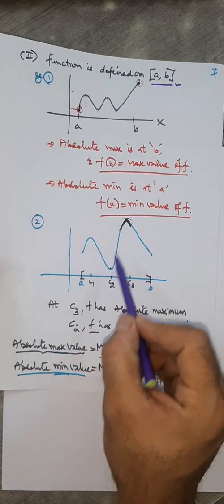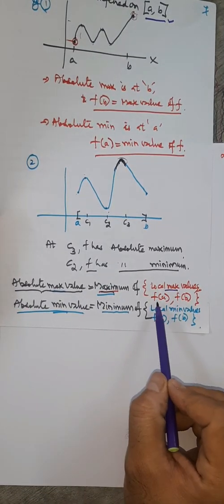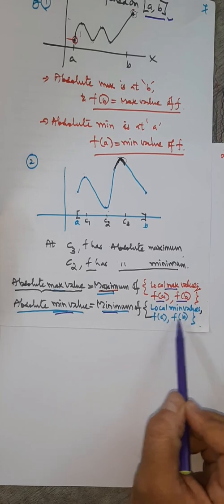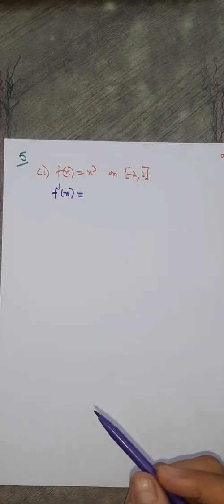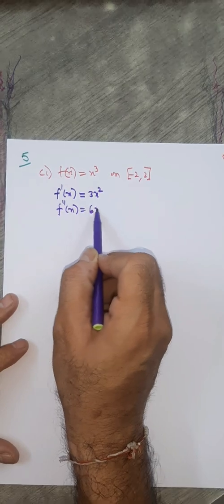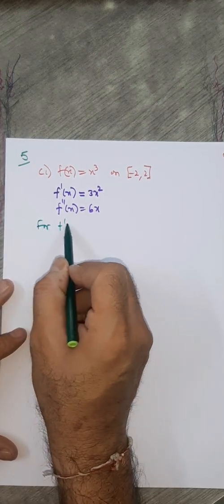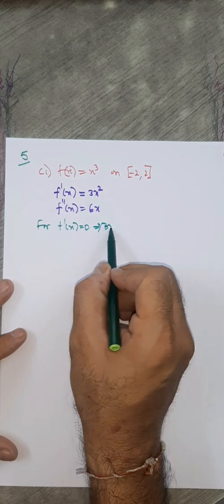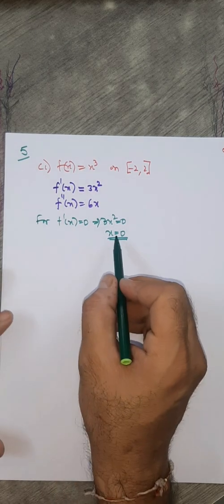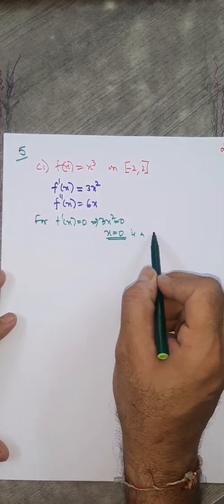So what we do, we get the turning points, and then for absolute maxima we take the maximum of all local maximum values, f of a and f of b, and for minima we take the minimum of all local minimum values, f of a and f of b. This concept we are going to use here. Okay, so let's see this. For 3x squared, f double dash would be just 6x. Now you know for f dash x equals 0, it implies 3x squared equals 0. It means x equals 0. So here this is a critical point, a turning point. At 0 the function has one turn, so it is a critical point.